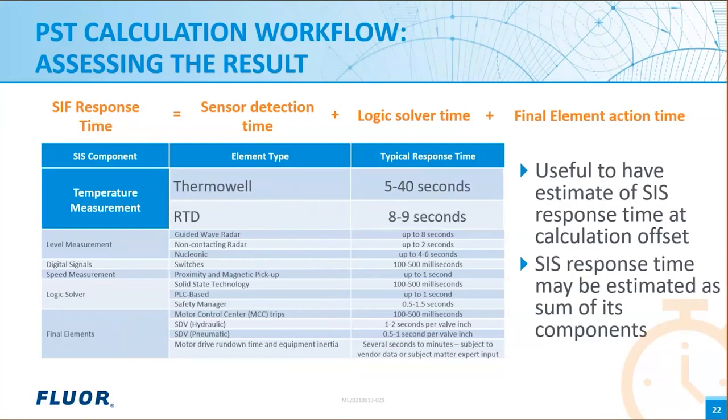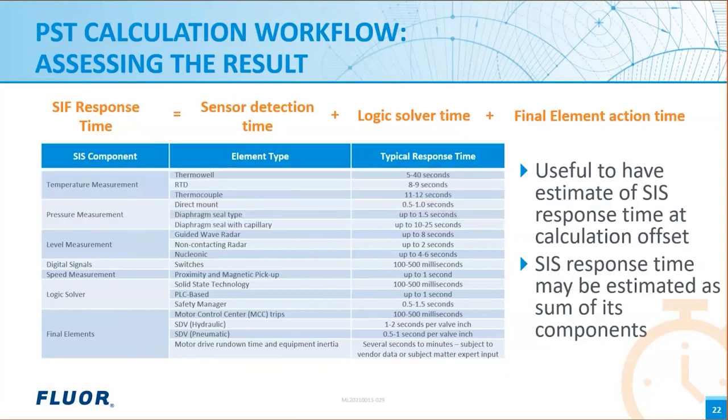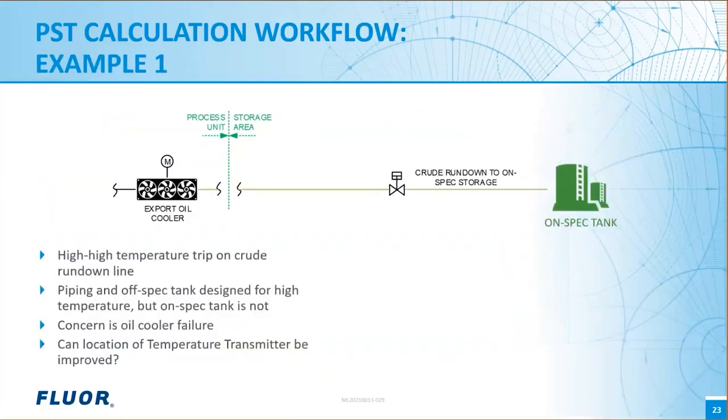And actually, we had an example of this on a previous project. So we had an oil rundown line, as shown here. We were cooling export oil in a rundown line to the on-spec tank. The particular concern here was failure of the export oil cooler fans. So we had some valves and a high temperature trip, where the intention was that the high temperature trip would switch the valves and redirect material to an off-spec tank.